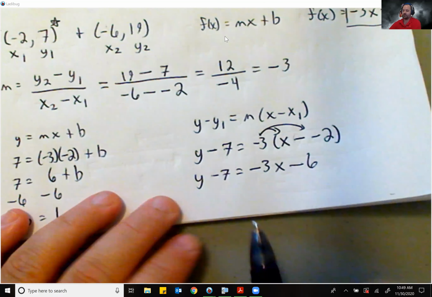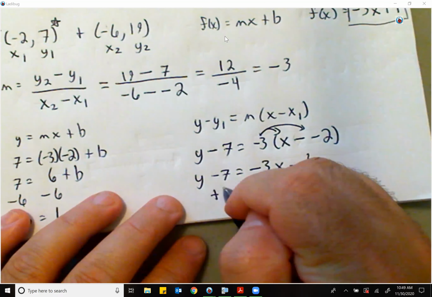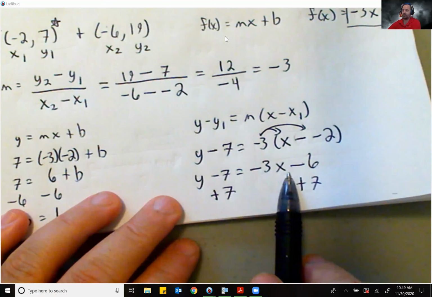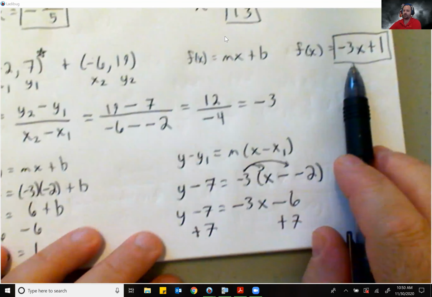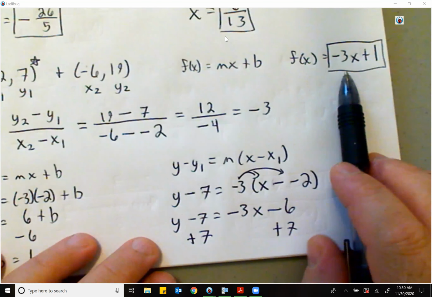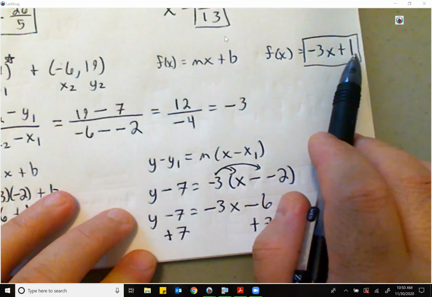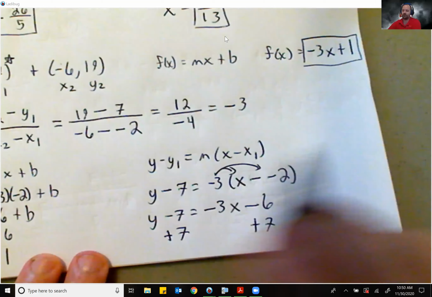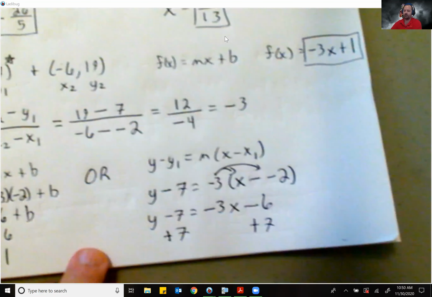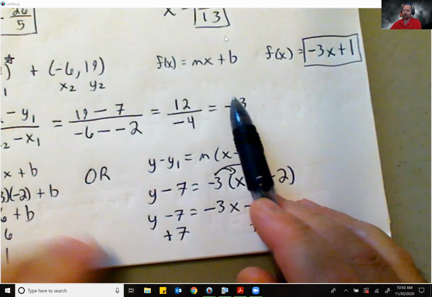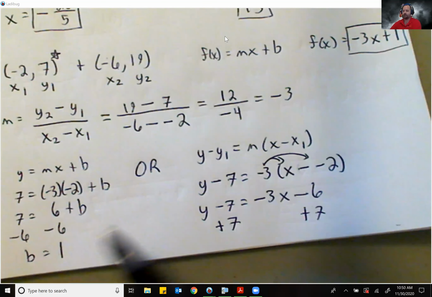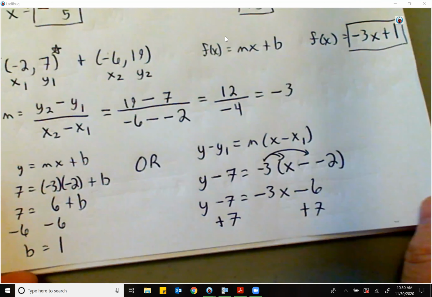All we got to do is plus 7, which leads us right back to our answer right there, because -6 plus 7 is 1. So two different ways to approach it. Either way, you got to find the slope first. Cool beans? All right, moving on.